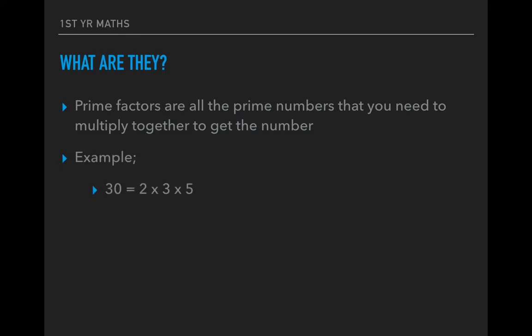First one, 30. 30 can be formed by multiplying 2 by 3 by 5. So you're multiplying 3 primes in this case together to give you the number 30. You might have to multiply 2 numbers together, you might have to multiply 15 numbers together, that varies. But they're always prime numbers that are multiplied together to give you the number itself. In the second example, if we were asked for the prime factors of 24, that would be 2 by 2 by 2 by 3. So the prime factors of 24 are 2 by 2 by 2 by 3.